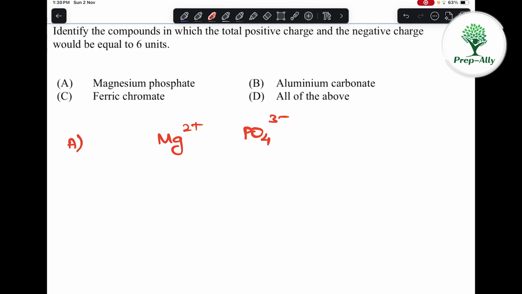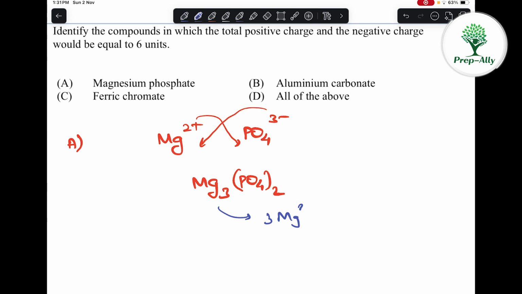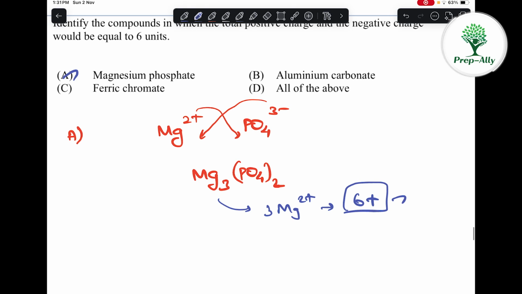If I combine them, you can use the crisscross method. Just put it down: Mg3(PO4)2. So there are 3 Mg2+ ions, which means the overall positive charge is 6+ here. So the answer is going to be A, and we'll check all the answers, because we have all of the above also now. Aluminum carbonate, I know, CO3 2-.